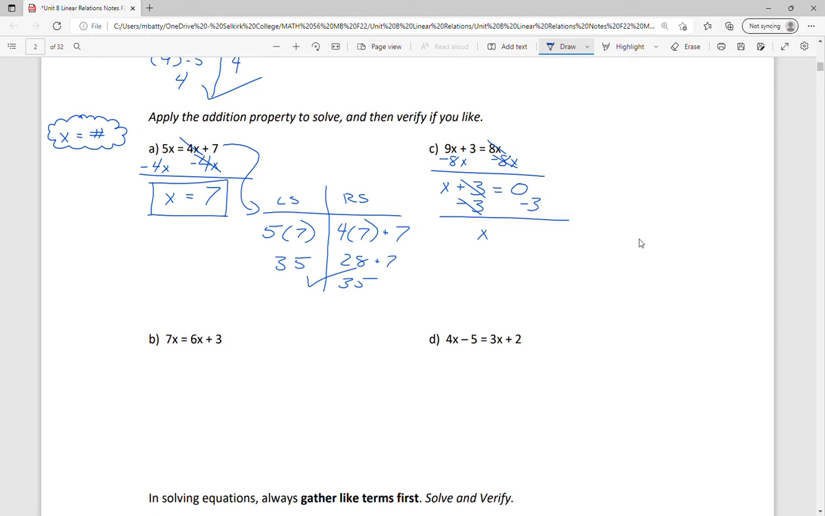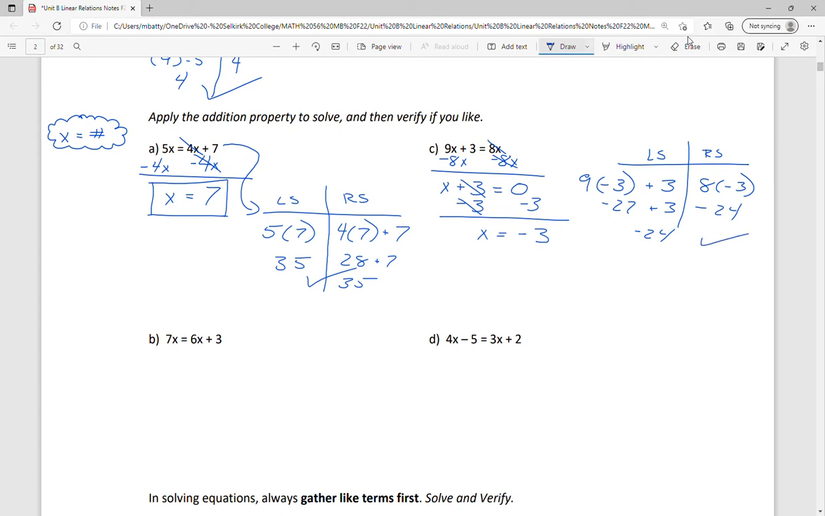So I'd get that x equals minus 3. I could verify this, left side and right side, basically plugging in 9 times minus 3 everywhere that I see it. So I'd get negative 27 plus 3, which is negative 24, or negative 24 equals negative 24.